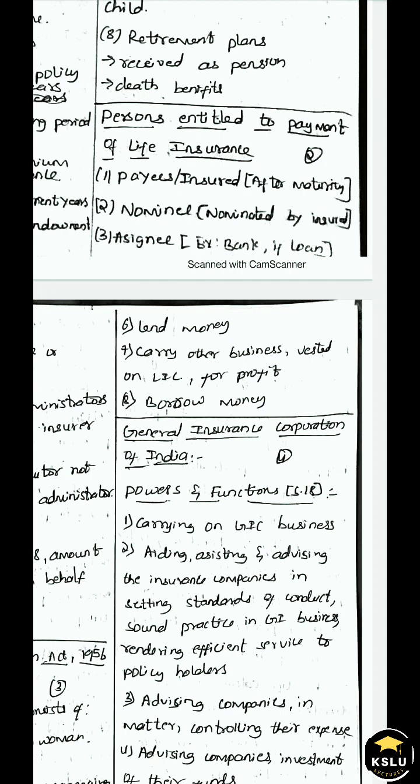The next is assignee. So instead of hiring a nominee, the insured hires an assignee. So assignee is nothing but, for example, if the insured has taken a loan from a bank, then when the policy matures, he will assign the bank as an assignee, and he will ask the insurance company to pay his maturity to fill the loan in the bank.